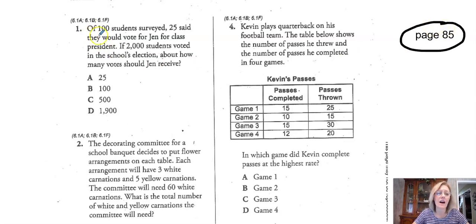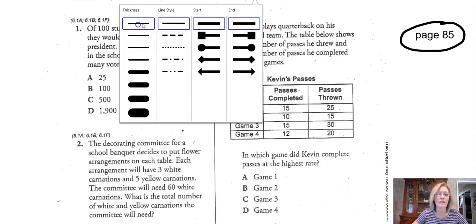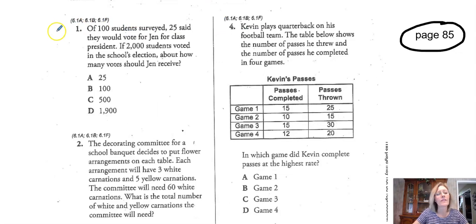It says, of 100 students surveyed, 25 said they would vote for Jen for class president. If 2,000 students voted in the school's election, about how many votes should Jen receive? Okay, and so that's helping us to think through. And let me grab a skinnier marker here. Some of the things that we need to think through are circling the numbers.